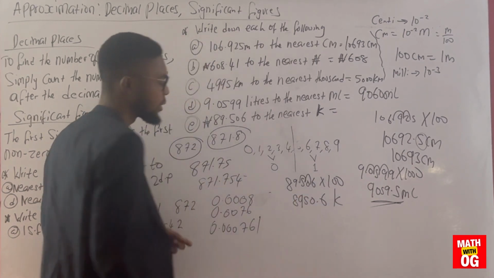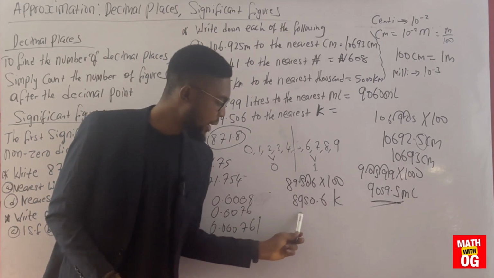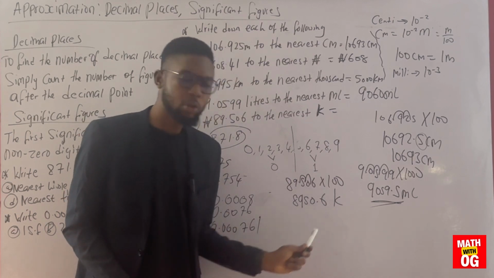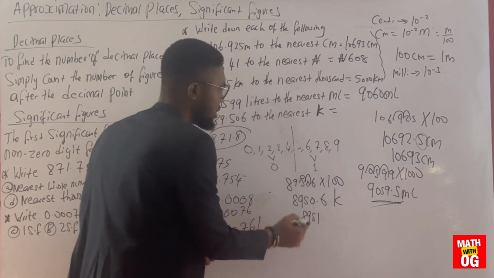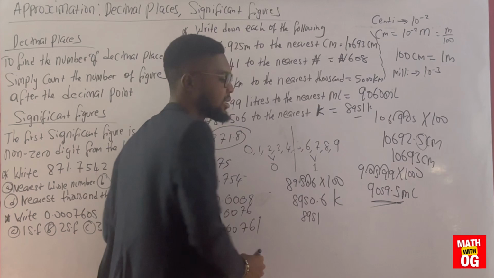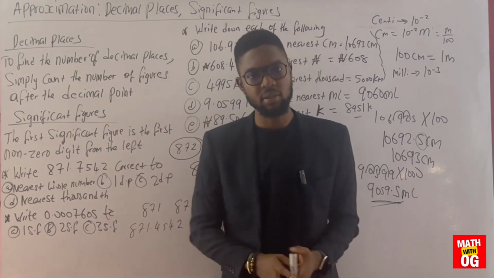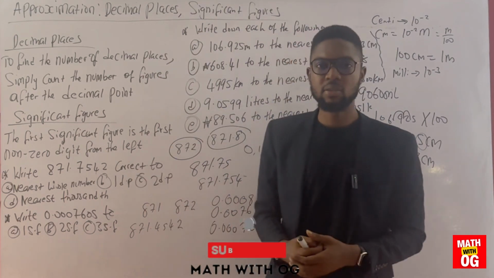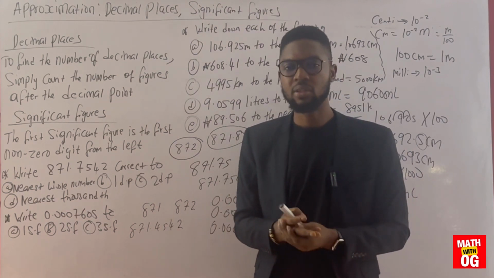So that will give us 8950.6 kobo. Now 8950.6 kobo, the whole number part is 8950. The fractional part is 6. Now 6, will it round up to 1 or 0? It rounds up to 1. So my answer will be 8951. So this will give us 8951 kobo. So that is the answer. That is how you approximate in decimal places, significant figures, nearest tens, nearest hundreds, nearest thousands, as the case may be.